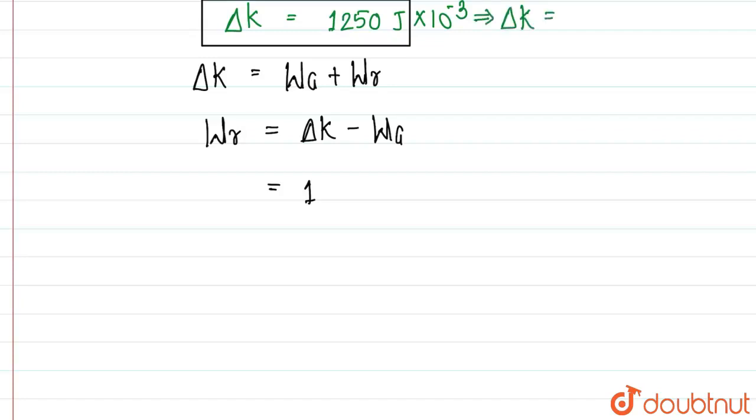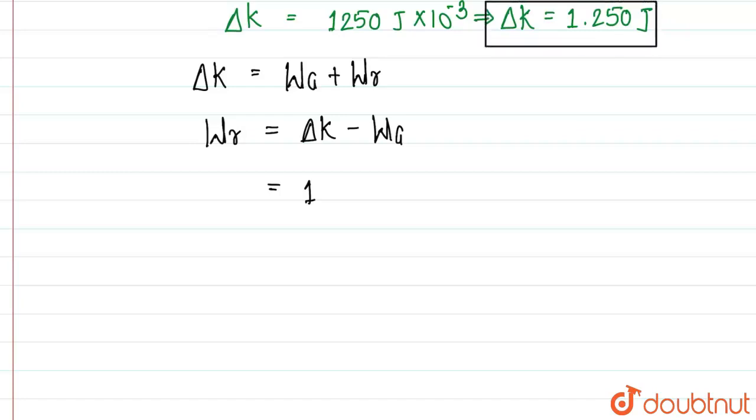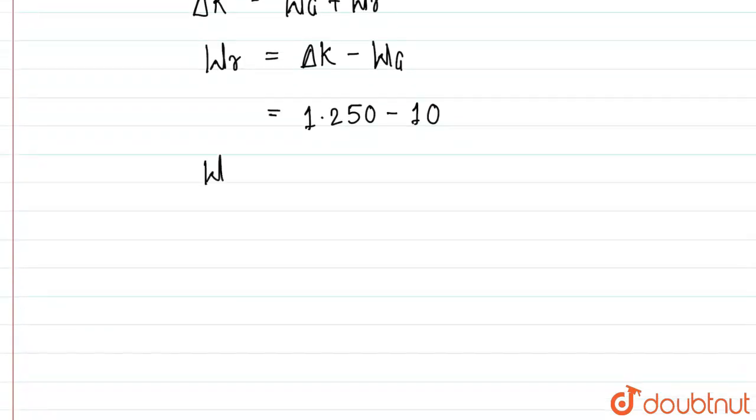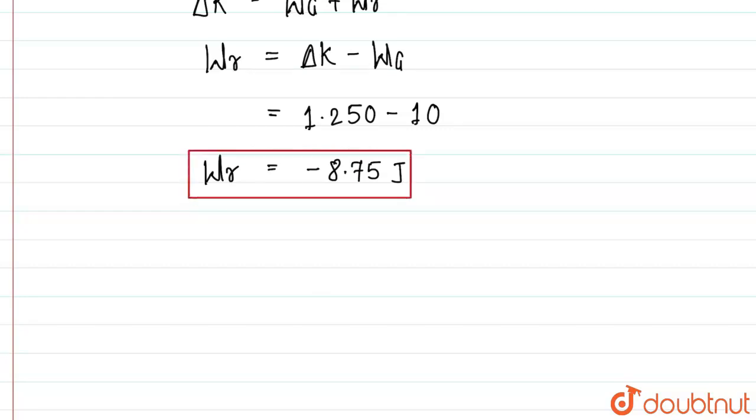So we can write the change in kinetic energy as 1.250 joule. Now that value we will substitute here. 1.250 minus, as we have already calculated above, the work done by the gravitational force is 10. So by calculation we will get minus 8.75 joule. The minus sign represents that this work is negative.